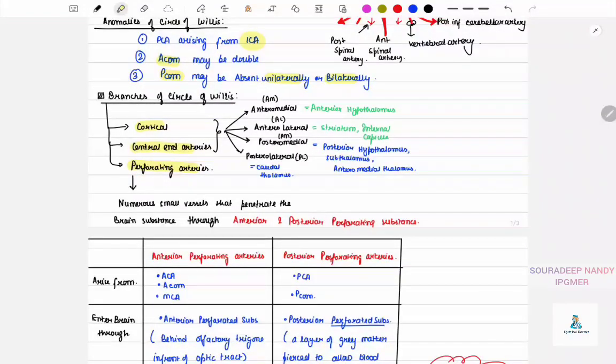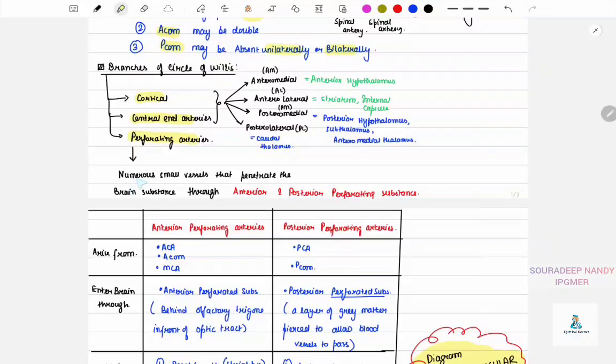The cortical branches supply the cortex, and these are some of the most important arteries, which are clinically very relevant to us. Then we have the central end arteries, which supply various internal brain structures like basal ganglia, thalamus, and hypothalamus. So these are supplied by the central end arteries. And the perforating arteries are numerous small vessels that penetrate the brain substance through the anterior and posterior perforated substance. We will discuss this later.